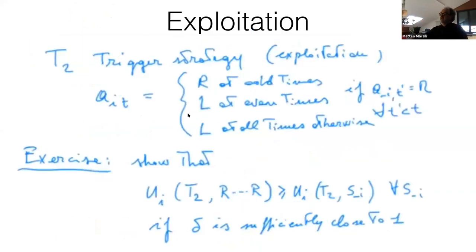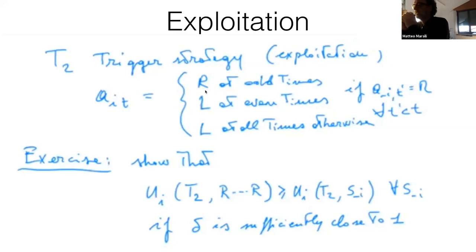Okay, so now the other interesting observation is that you can think of other trigger strategies. Think, for example, of this one. Player one tells player two: look, I'm going to play R at odd times, and I'm going to play L at even times, as long as you play R. And if you stop playing R, I will play L forever, from that time onward.